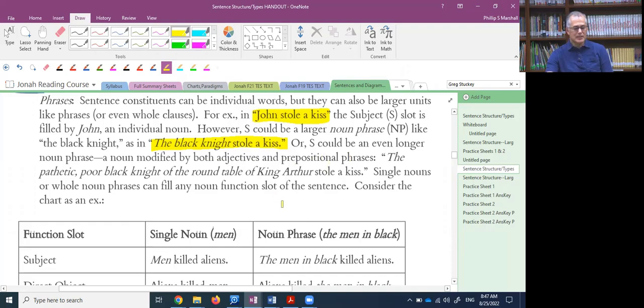Okay, now the subject could be a larger unit, not just a phrase like the Black Knight, but maybe an adjective and a prepositional phrase attached. So we could have something like this: the pathetic poor Black Knight of the Round Table of King Arthur stole a kiss. Now these are varying constituent sizes of increasing complexity, but what are they all doing? They're all filling a single function slot, right? All of these are the subject of the verb stole.